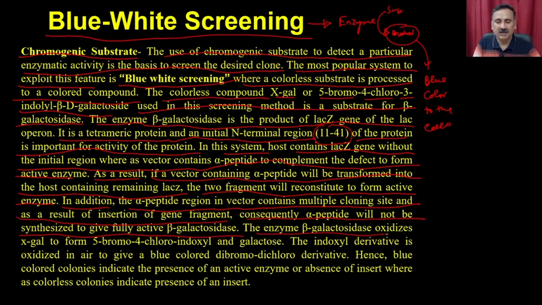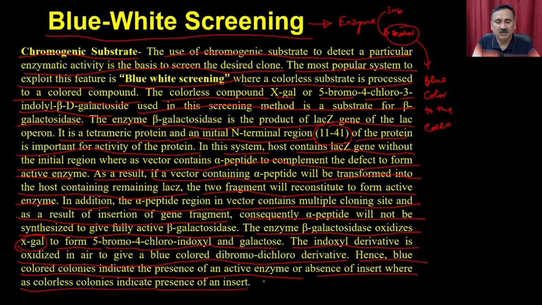The enzyme beta-galactosidase hydrolyzes the X-gal to form 5-bromo-4-chloro-indoxyl and galactose. The indoxyl derivative is oxidized in air to give a blue colored dibromo-dichloro derivative. Hence, the blue colored colonies indicate the presence of an active enzyme and the absence of insert, whereas the colorless colonies indicate the presence of an insert.